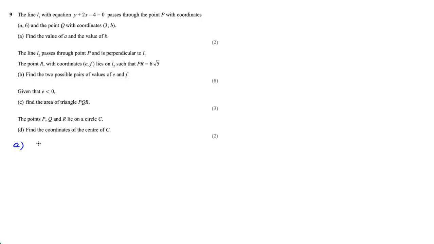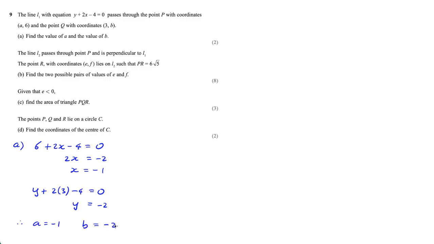6 plus 2x minus 4 equals 0. Rearrange. 2x equals negative 2 and x equals negative 1. And then this is when x is 3, what is y? So y plus 2 times 3 minus 4 equals 0, y is equal to 6 minus 4 is 2, negative 2. Okay, so therefore a equals negative 1 and b equals negative 2.